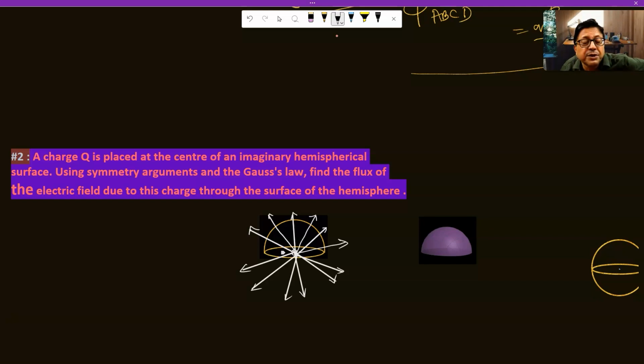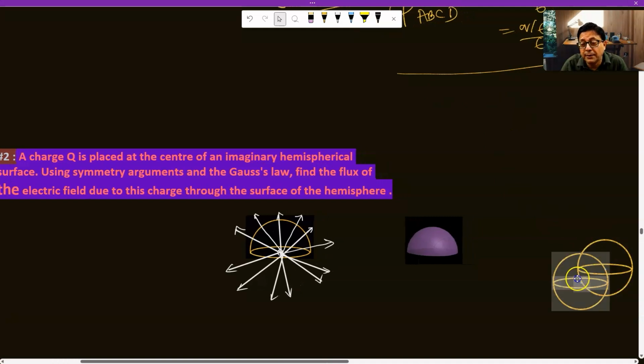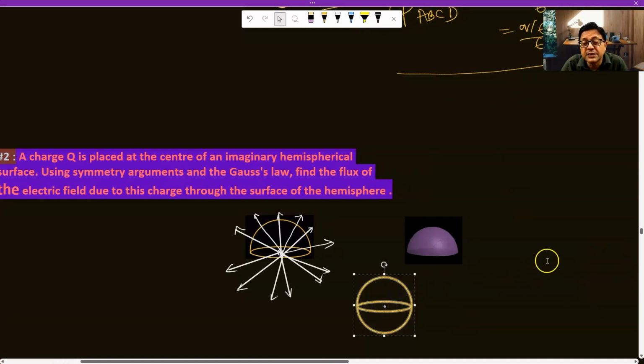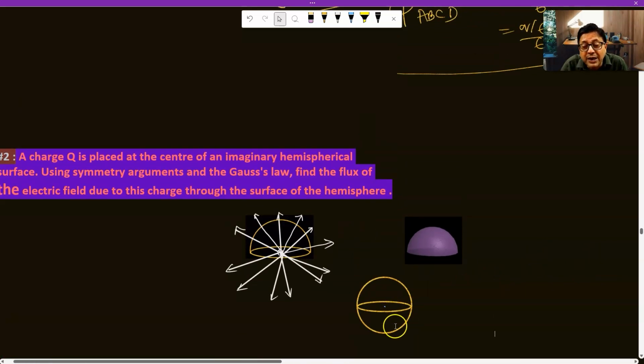That is the condition. Total outward flux will be equal to Q by E0. If no sphere is there, then Gauss law cannot be used. But we have to find flux coming through this hemisphere. Then what to do? For the sake of the problem, we are bringing this sphere. We are completing this hemisphere by joining the other part of it.